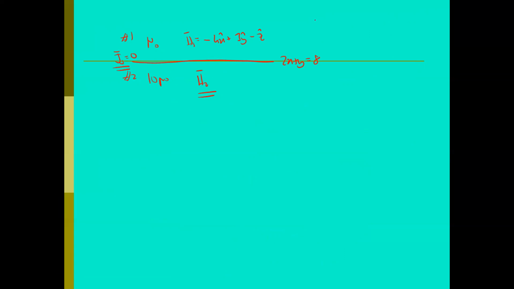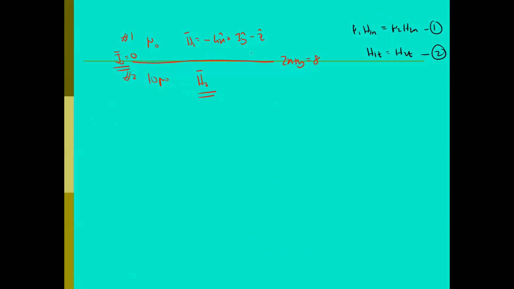There are two equations that shall be applied. The first one is mu1 of H1n equals mu2 of H2n, which is for the normal component. Then we have H1t equals H2t because Js equals 0. So we have two equations here. I label this as equation number 1, and this as equation number 2. Let us proceed with equation number 1 for the normal component.